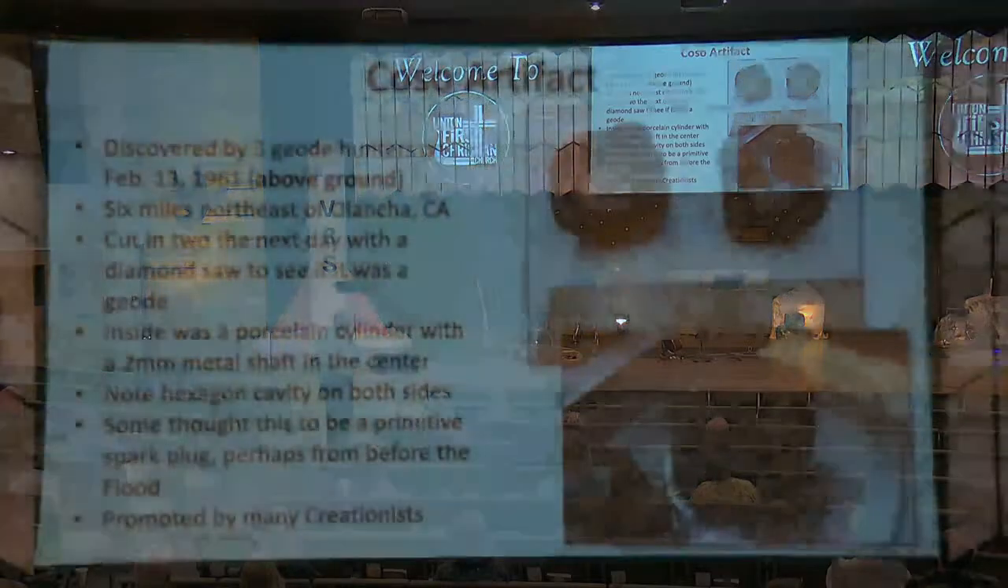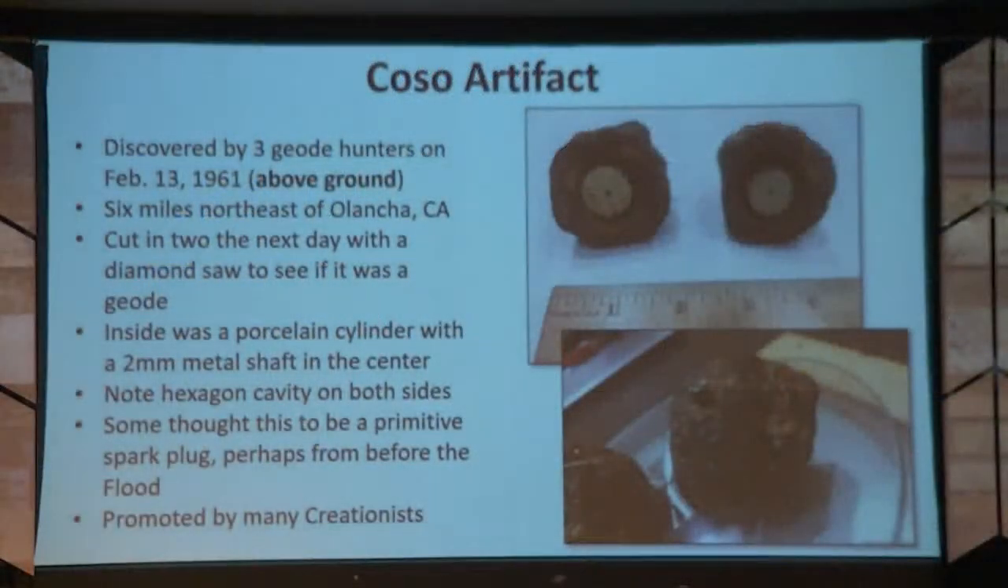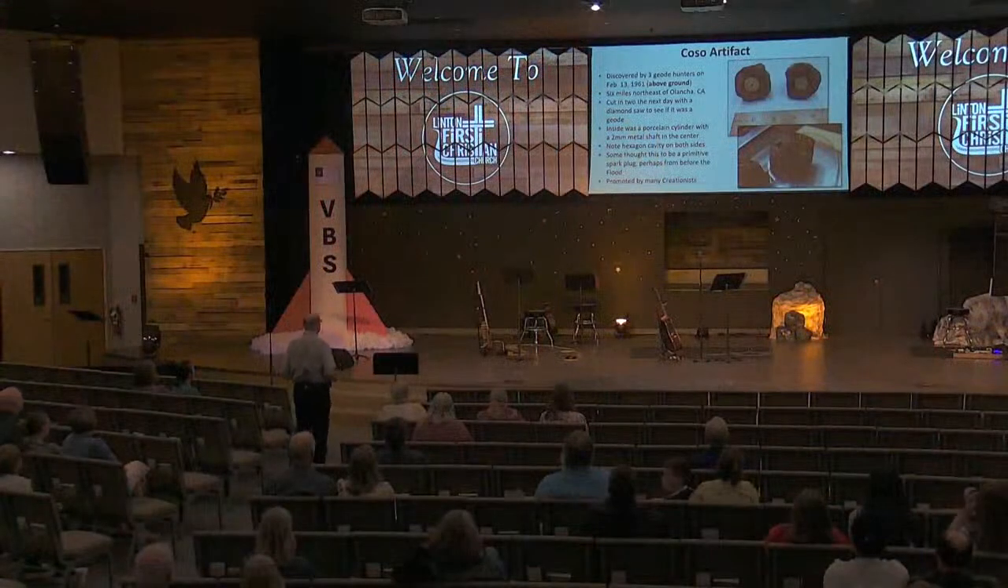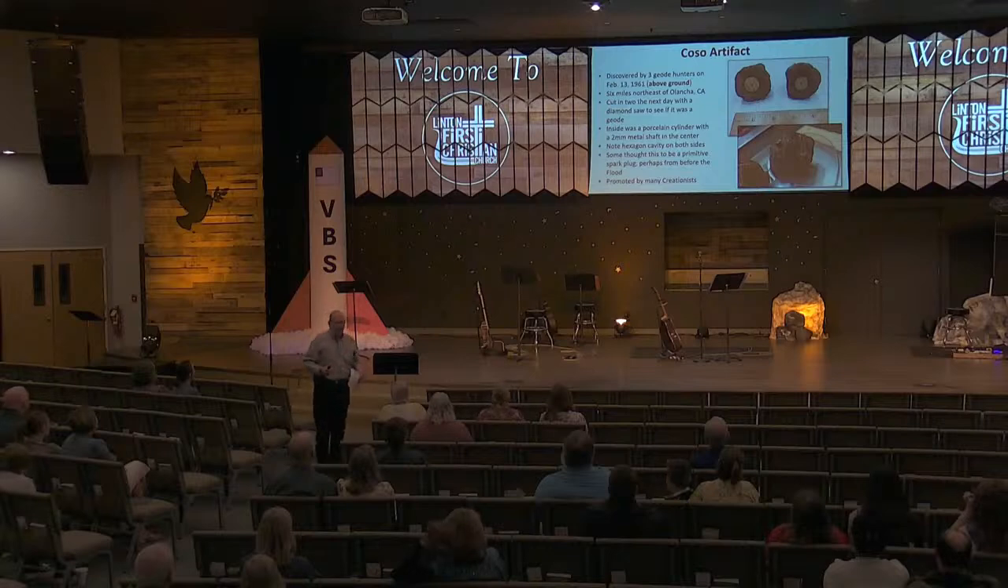This is the Coso artifact. So what happened was, back in 1961, you had 3 folks in California, and they ran this little rock shop where people would come and buy cool rocks, and especially geodes and things. And they were out geode hunting about 6 miles northeast of Olancha, California, and they found all these rocks they thought might have been geodes. And the next day, one of the guys was in the shop, and he had this diamond bit saw, and he sawed one of these rocks in 2 to see if it was a geode inside.